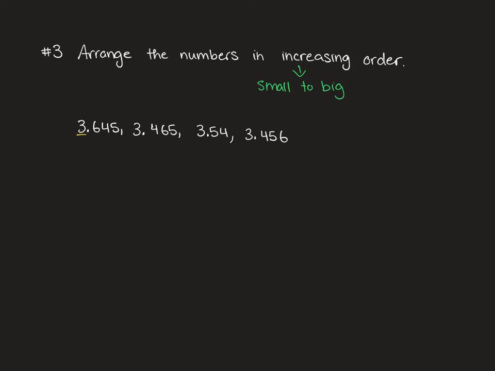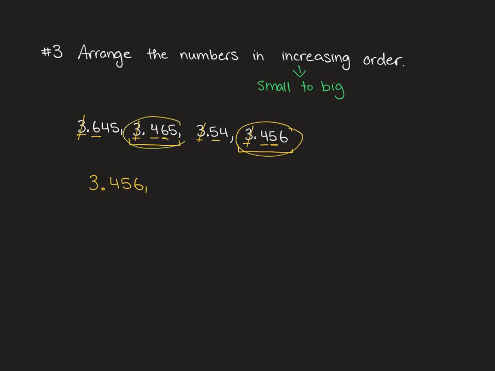They all have a 3 in the ones place, so that won't help us to sort out which is the smallest. That means we have to look at the tenths place. Now, our 2 smallest tenth values are 4, so it's going to be one of these 2 fractions. Now we have to look at the next number. We have 6 versus 5, and 5 is smaller. So this will be our smallest fraction.